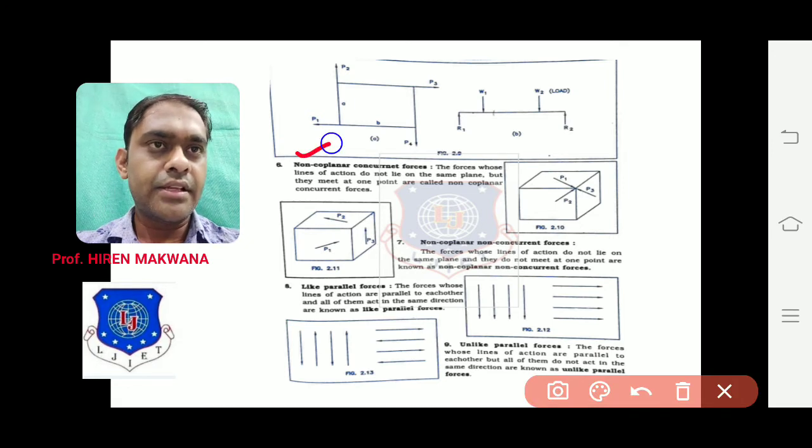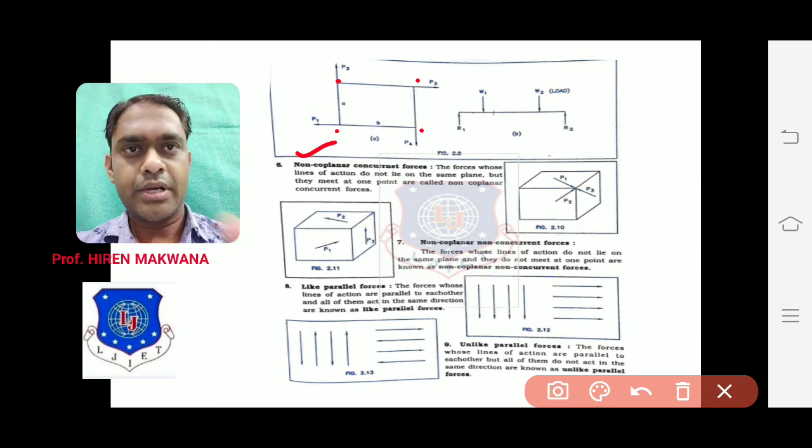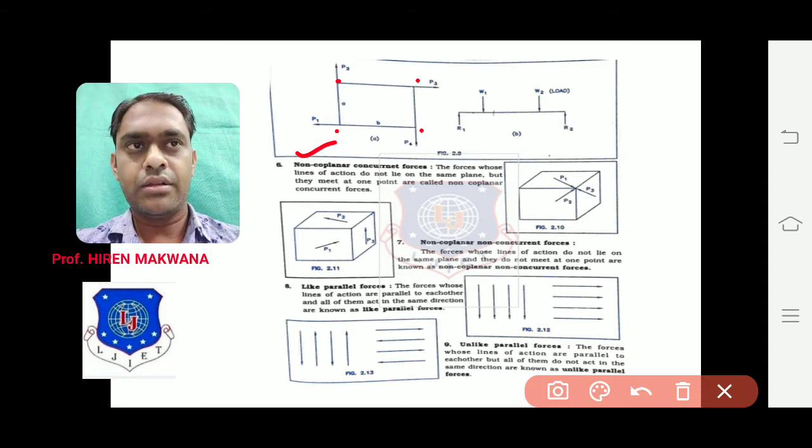See, in this figure, 1, 2, 3, 4: at 4 different points, 4 different forces are acting, but not a single force, not 2 forces, not 3 forces, not 4 forces are intersecting at one point. All are non-intersecting. Means the forces may intersect, but at different points, not at the same point, if you extend the lines.